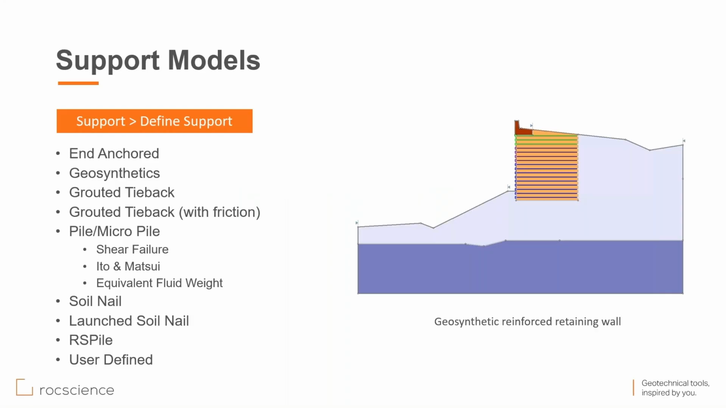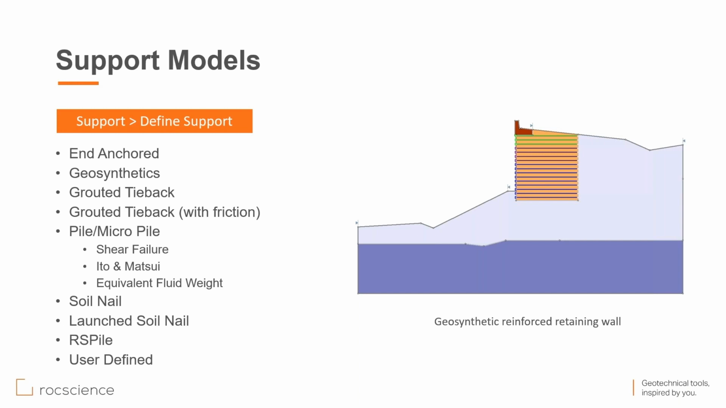This is the list of all the different types of reinforcements you have available in Slide 2. So there's the typical ones such as end anchor, geosynthetics, grouted tiebacks, etc. Pile, micropile we have with 3 different failure modes. For example, the Ito and Matsui models piles with plastically deforming ground around them. Equivalent fluid weight was actually a request by one of our customers in California, where it's a common pile type.